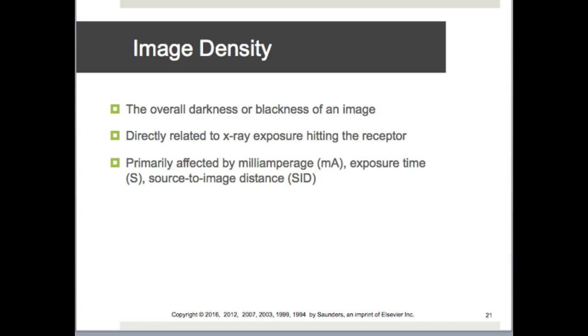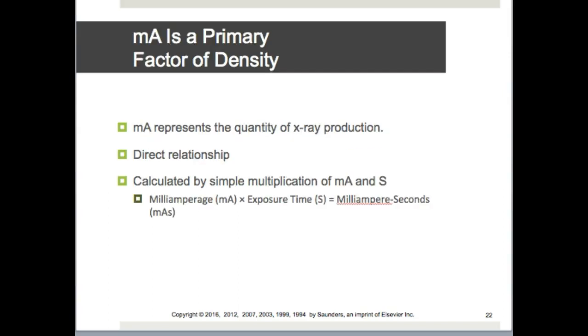Your image density is the overall darkness or blackness of the image. It's directly related to X-ray exposure hitting the receptor. It is affected by your mA, your time, and your SID. So you can say mAs, or you can break it down to mA, time, and SID. Those control your image density. All right, mA is the primary factor for density. mA represents the quantity of the X-ray production. It's a direct relationship, calculated by multiplying mA and time to get your mAs. So when we talk about density, we're talking about mAs.